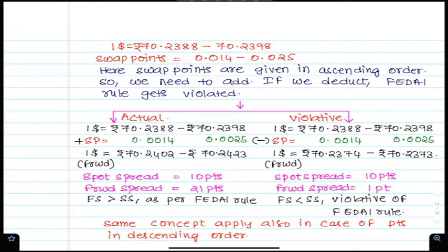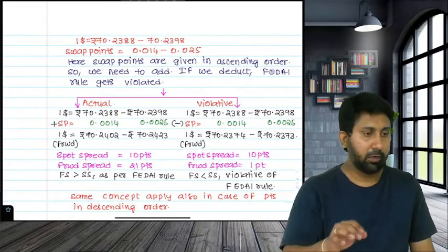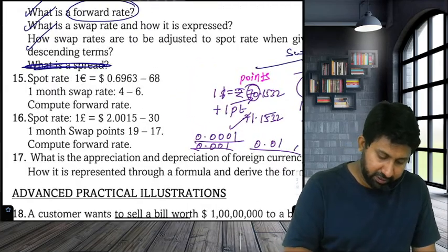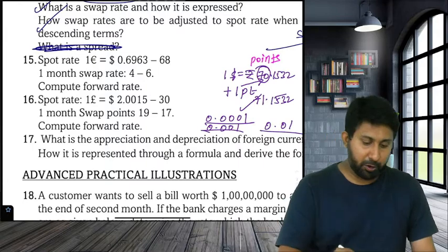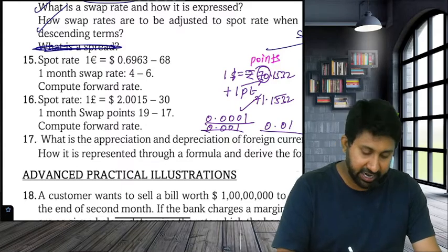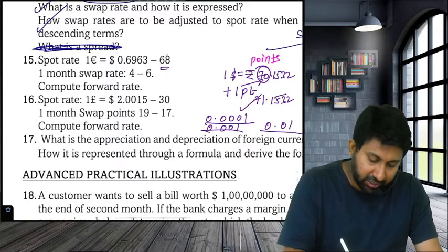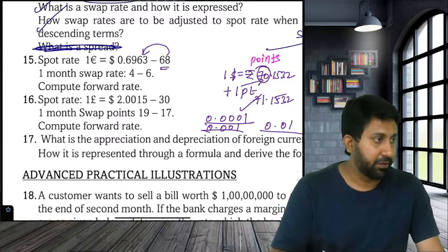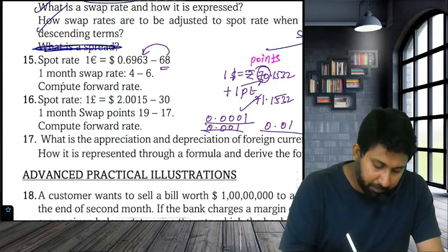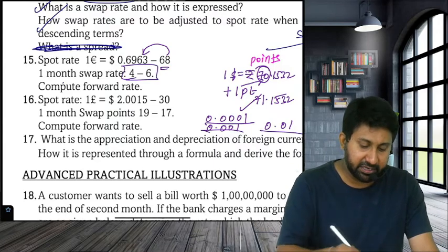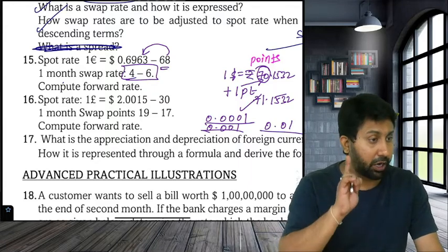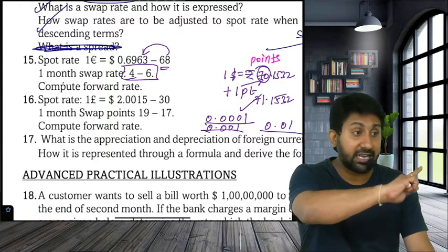So let's continue writing. I mean, let's solve the problems now. See here, there are two questions given in this area. One is spot rate given as 1 euro equal to dollar 0.6963 dash 0.6968. Swap point 1 month is 4 dash 6. Nothing is given. How to do the 1 month swap rate? He gave and stopped. Understand, in the problems you should assume those as ticks. Adjust to the last decimal.